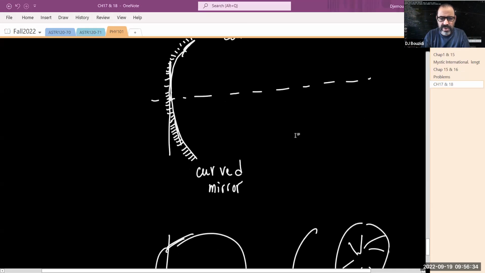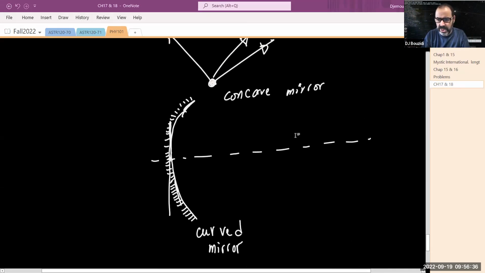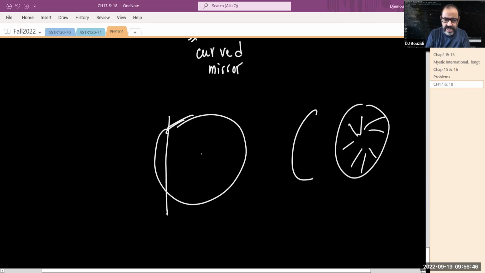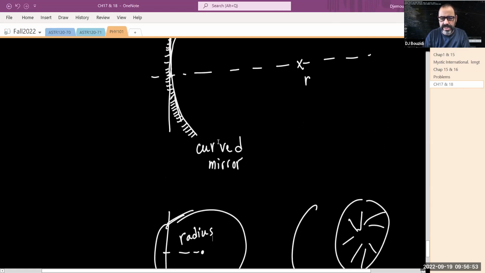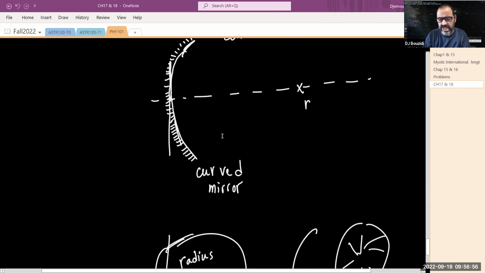Okay. So for this one, there is an axis of symmetry, and there is a curvature center. This is the radius r of the curvature. Think of it, if it was a sphere, this is where the center of the sphere is, and this distance is the radius of the sphere. So this is the radius r of that surface, that curved mirror that I cut from a big sphere. Okay. If I do the math, the focal point is going to be half of that distance.